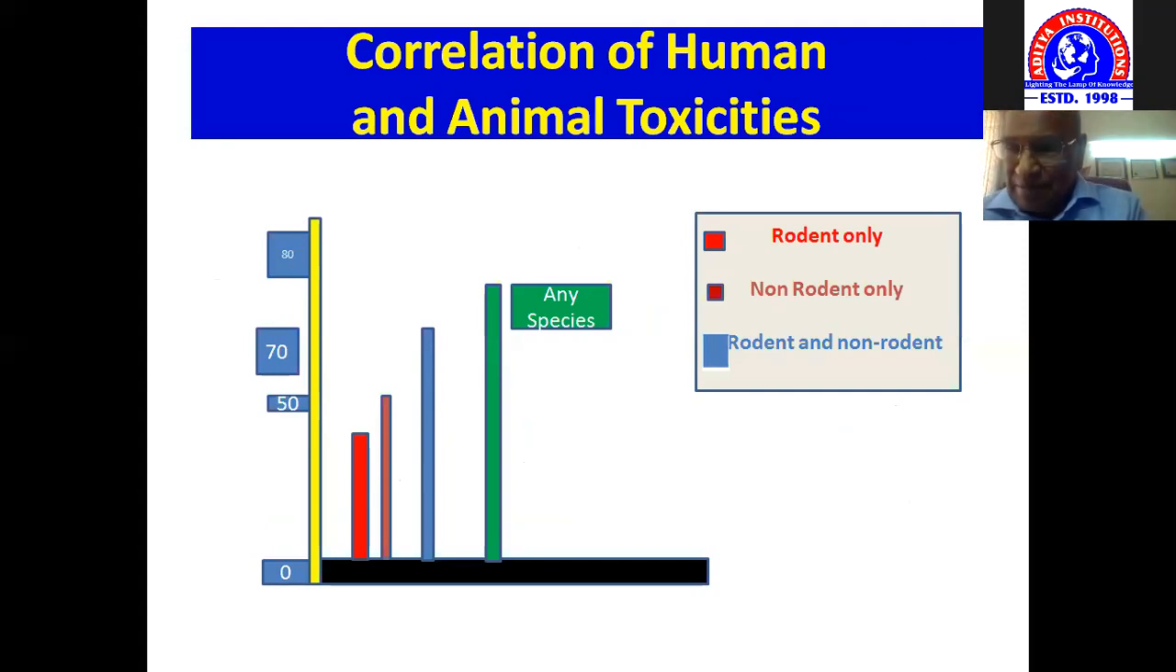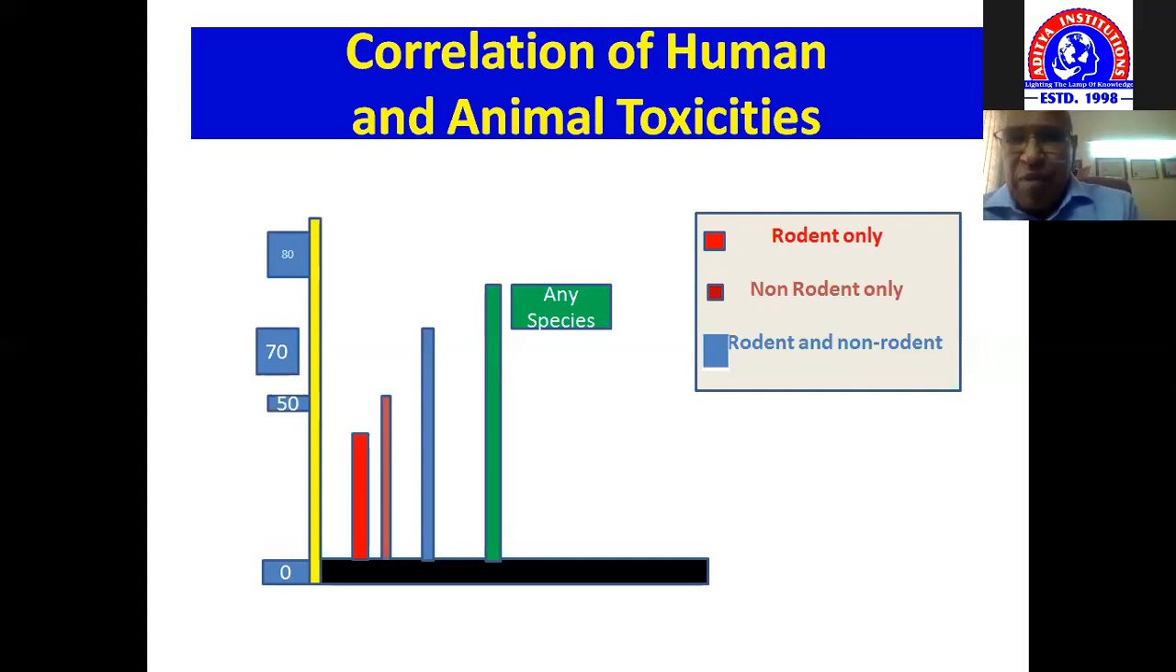That is very bad. However, the next bar, which is a slightly lighter red, is the toxicity in a non-rodent, typically a dog or a monkey. If we do only dog studies, yes, it goes up a little better. It comes to 50%. That means dogs are relatively better, predicting 50% of the time. But still, for the remaining 50% of human beings, we cannot predict.